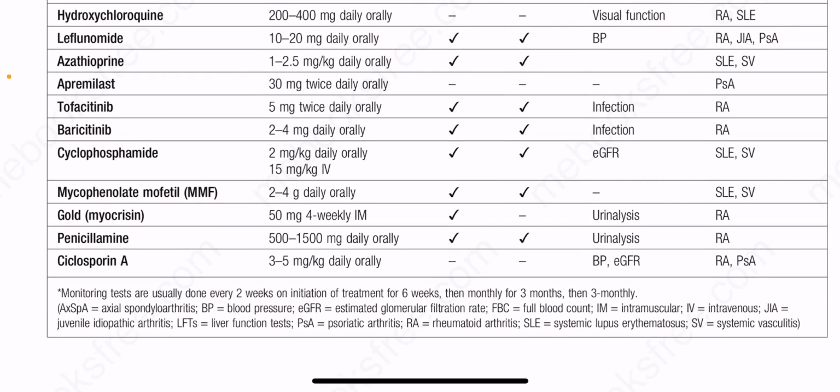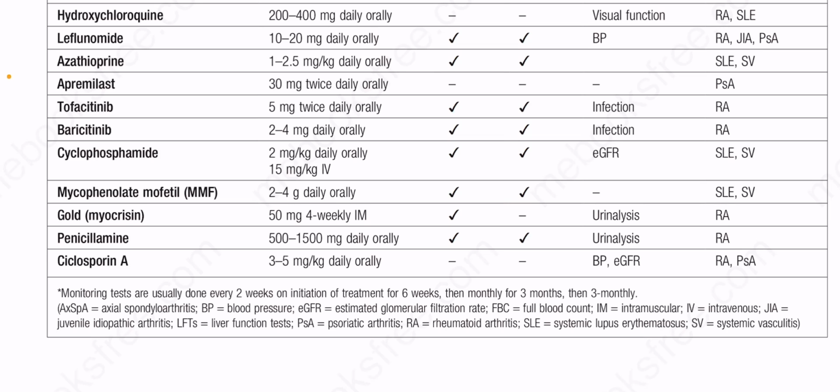Gold myocrisin 50 mg 4 weekly IM. Monitoring is full blood count and urinalysis. Indication: rheumatoid arthritis. Penicillamine 500 to 1500 mg daily orally. Monitoring is full blood count, liver function test, and urinalysis.